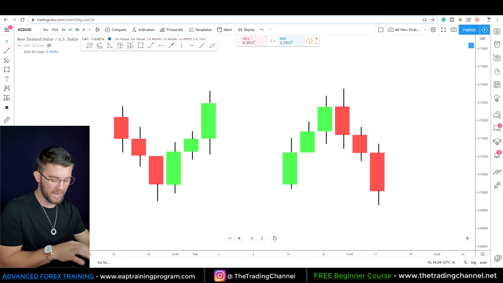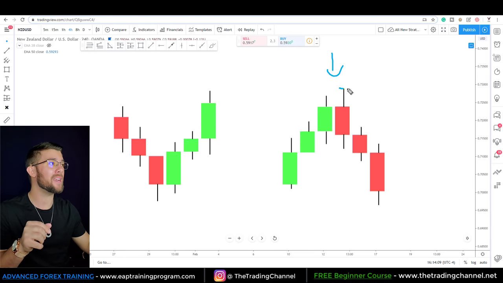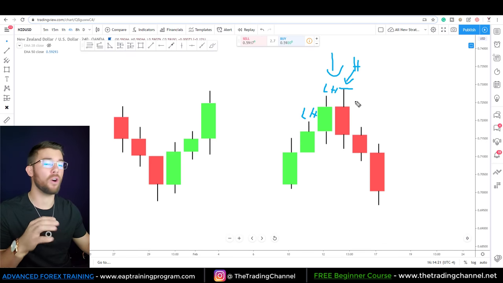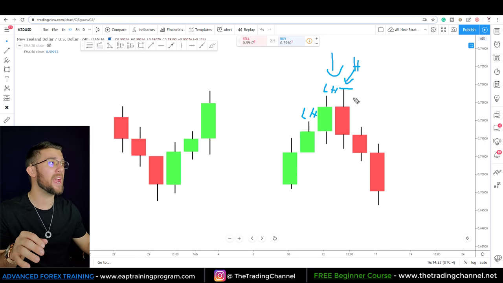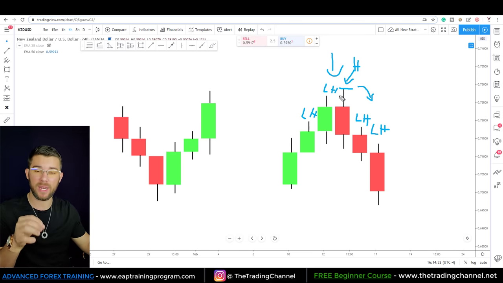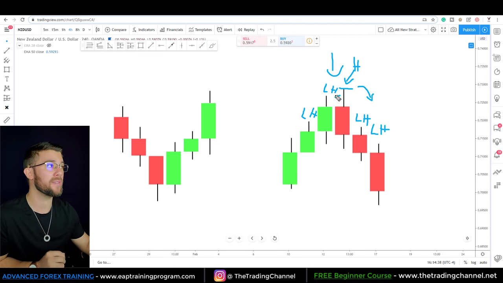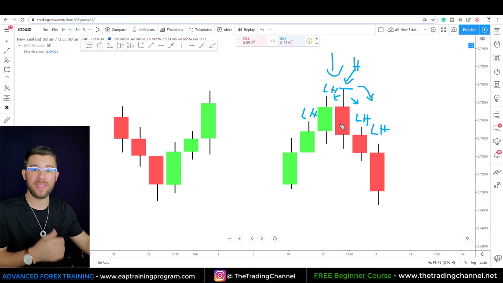And for me, a swing high, which is what we're looking at right here, consists of a high that was preceded by two lower high candles. So we have a lower high, this being the high, and also preceded by two lower highs and followed by two lower highs. So if you see this type of candlestick pattern, this is a swing high in the way that I identify them. So what we're looking for is a swing high that previously had two lower highs and afterwards had two lower highs. That is a swing high.